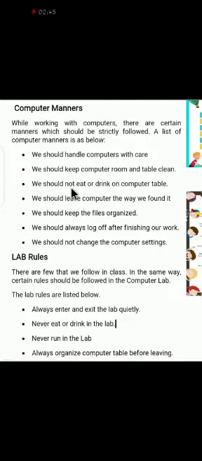We should not eat or drink on computer table. We should not eat or drink on computer table. We should leave the computer the way we found it. We have to leave the computer in the same way we found it.